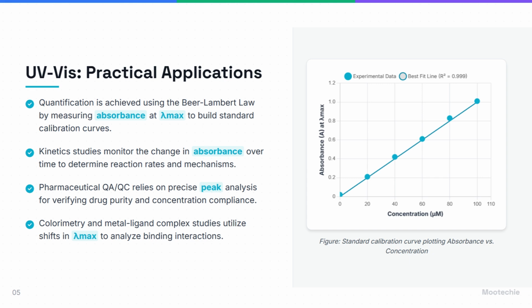This chart shows a standard calibration curve. It plots absorbance on the y-axis against concentration in micromolar on the x-axis. We see a series of experimental data points and a straight best fit line running through them, with an R-squared value of 0.999, indicating a very strong correlation. This is how we convert an absorbance reading into a concentration value.